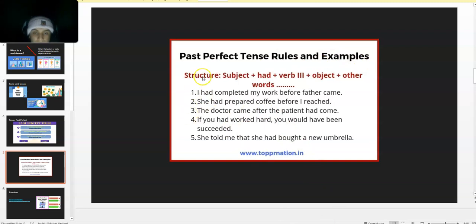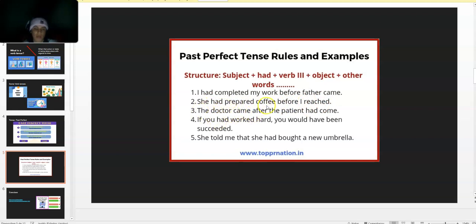In the past perfect, for example: I had completed my work before father came. This is the explanation: I had completed my work is the first action in the past, and the action that interrupts is before father came. Or another example: she had prepared coffee before I arrived.